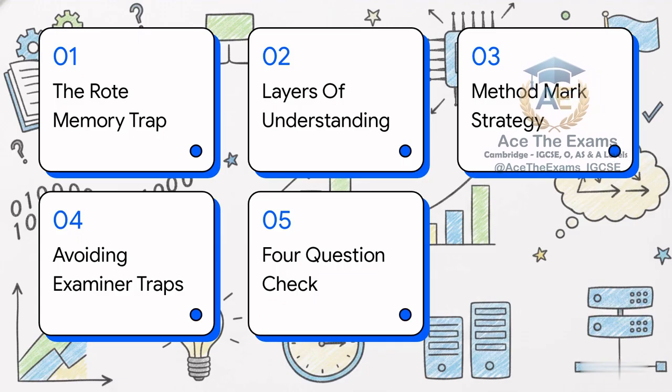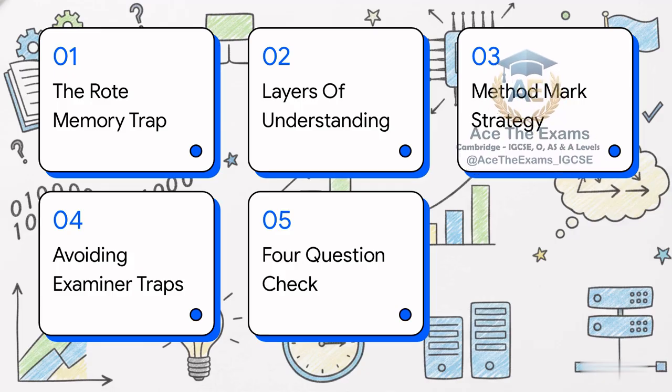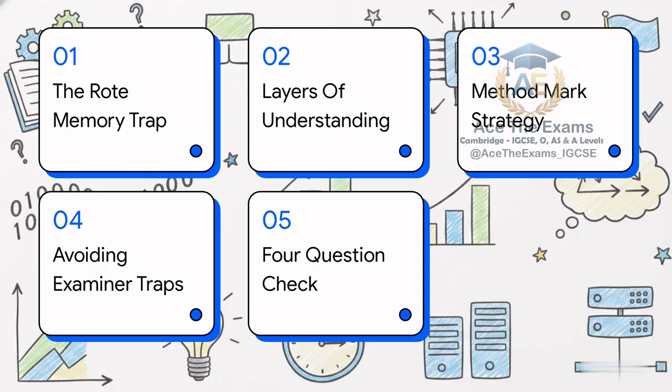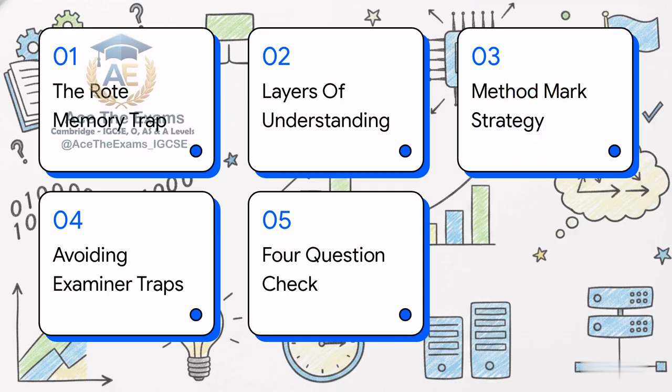Here is our step-by-step tactical blueprint for this explainer. First, we'll uncover the rote memory trap. Second, we'll build up the 3 layers of understanding. Third, we'll deploy the method mark strategy. Fourth, we'll go on the defensive and look at avoiding common examiner traps. And finally, we'll equip you with the 4-question check.